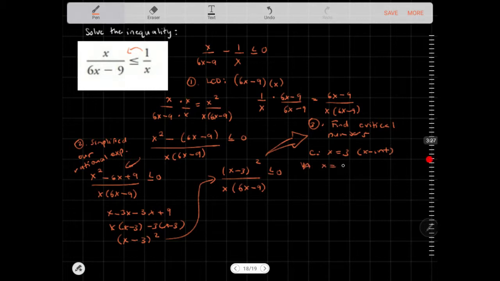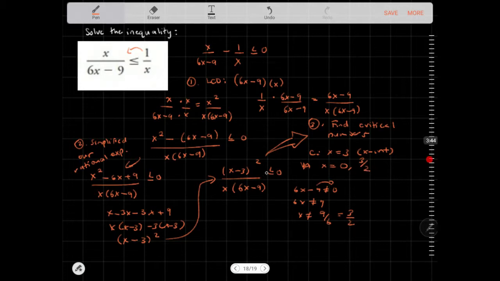It also includes our vertical asymptotes. x is equal to 0, as well as 6x minus 9 cannot equal 0. Move the 9 to the other side, 6x cannot equal 9. x cannot equal 9 over 6, which is equivalent to 3 over 2, right? So this cannot equal 3 over 2 as well. So these are basically our points.